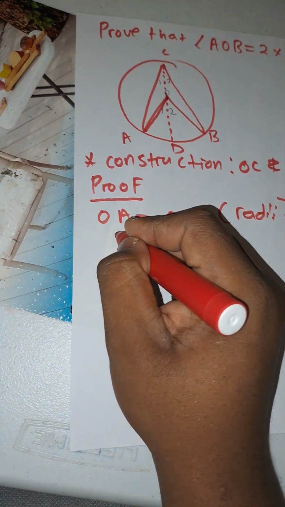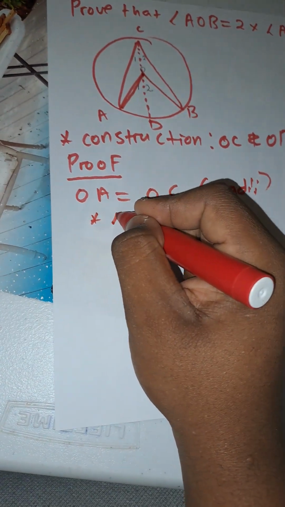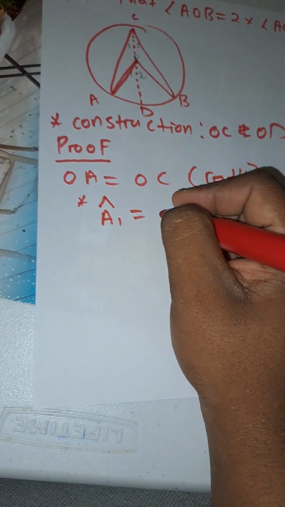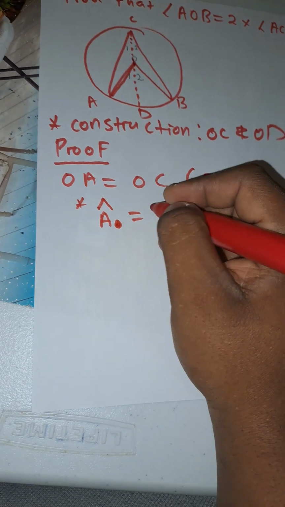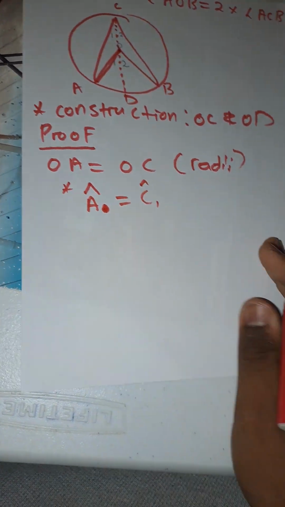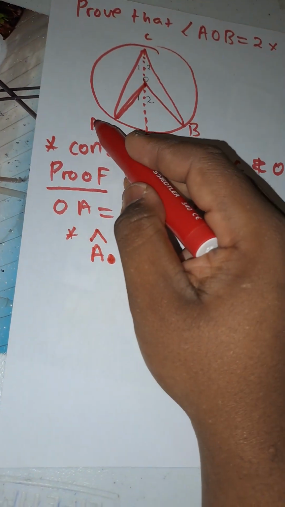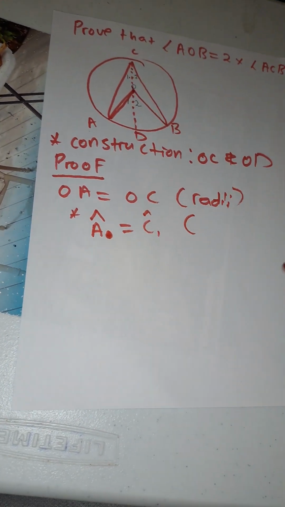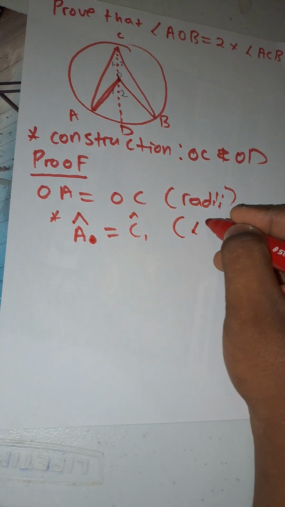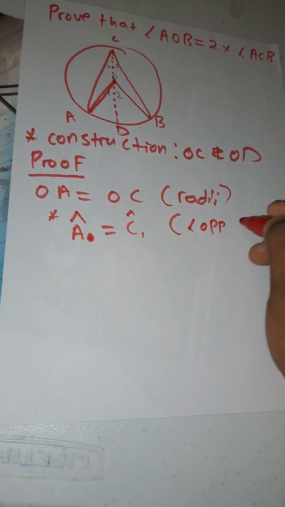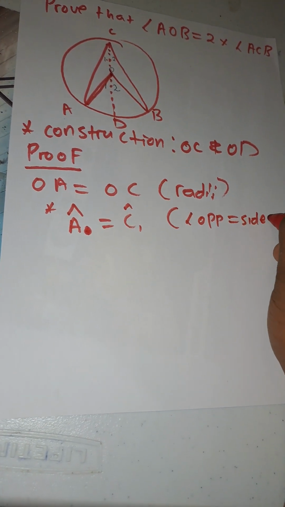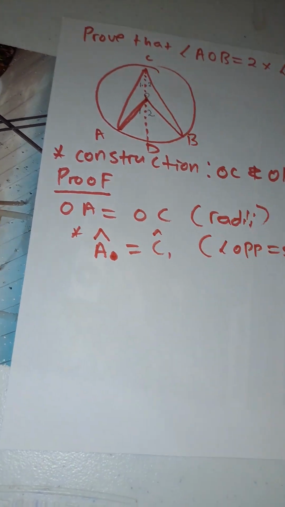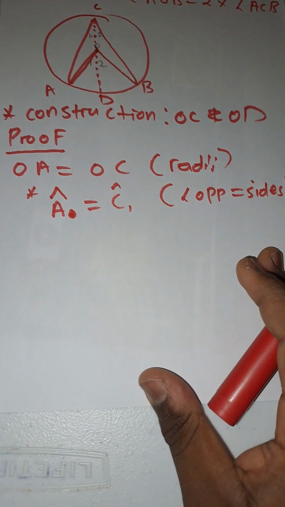So I'm going to say angle A, it is equals to what? Okay, no, angle A, it is equals to C1. What is the reason? Angles opposite equal sides. So angles opposite equal sides, because this is an isosceles triangle, guys. All right, and then I'm gonna continue.